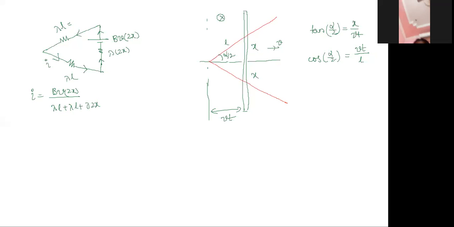Sir, I comes out constant. I equals B V V tan alpha by 2 by lambda into secant alpha by 2 plus tan alpha by 2. Tan alpha by 2 by lambda into secant alpha by 2 plus tan alpha by 2.